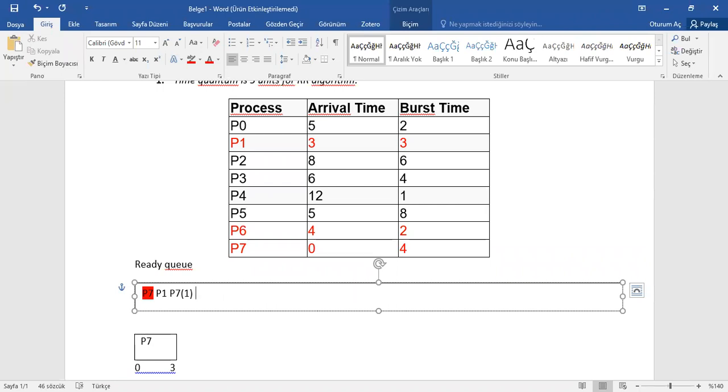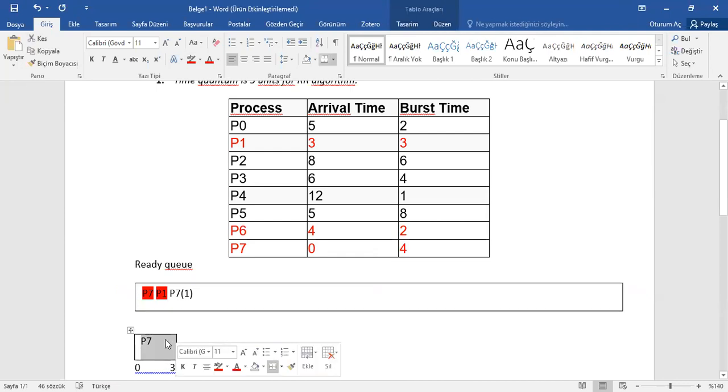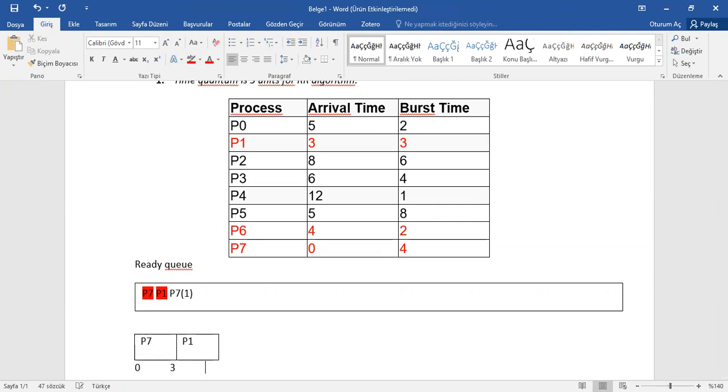Okay. So what is the next thing? Next thing, the CPU will execute P1. How much time? 3 nanoseconds. So how can I do it? Okay. So the CPU will execute P1 for 3 nanoseconds. So it will be 6.